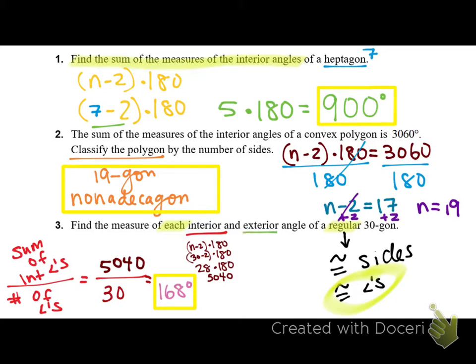For each exterior, you still need the sum of the exterior angles. What do all the exterior angles add up to? 360, and we want to divide it evenly by 30 angles, which makes 12 degrees. How can I know that both these numbers are correct? They're supplementary, so they should add up to 180. So 168 plus 12 is 180, so that is perfect.